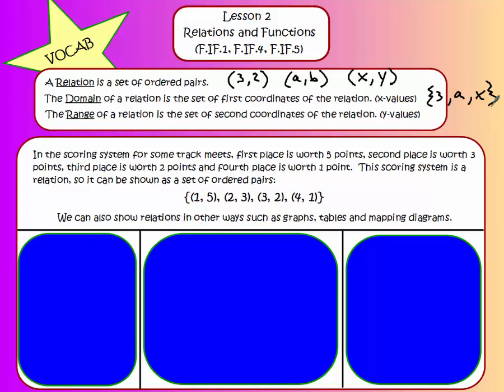The range of a relation is a set of second coordinates of the relation, so the y values. So it would be this, this, and this. So in other words, the range would be the set, again that squiggly bracket, that contains 2, b, and y.